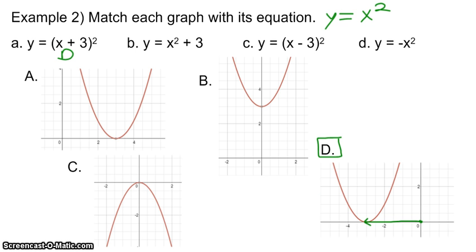For part B, we have the equation y equals x squared plus 3. And that plus 3 is on the outside of the parentheses, it's not with the x squared. So what's happening is it's moving either up or down. And since it's a plus 3, that means we are going to move up 3. So which graph, A, B, or C, is moving up 3 from the origin? Graph B is moving up 3 units from the origin. So part B goes with graph B.